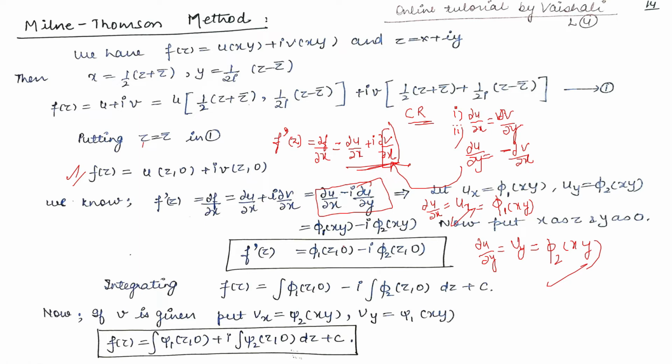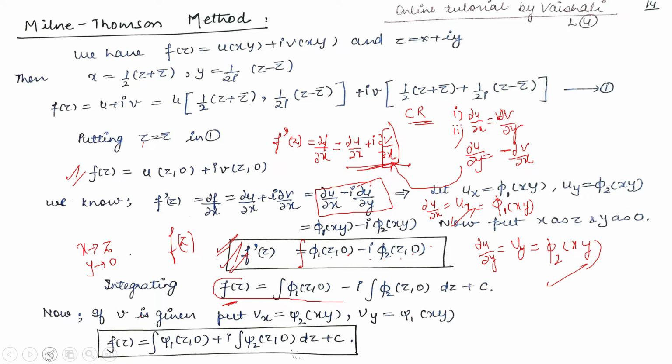Now putting these values here, what will we get? Phi 1 of x comma y minus i phi 2 of x comma y. So the f dash value: if I replace x by z and y by 0, I'll get the value of f dash z as phi 1 of z comma 0 minus i phi 2 of z comma 0. So this is the derivative of the function. As we have to find f of z, we have to integrate both sides. When we integrate, we get f of z equal to the integration of phi 1 of z comma 0 minus i phi 2 of z comma 0 dz plus a constant c. This line is clear.